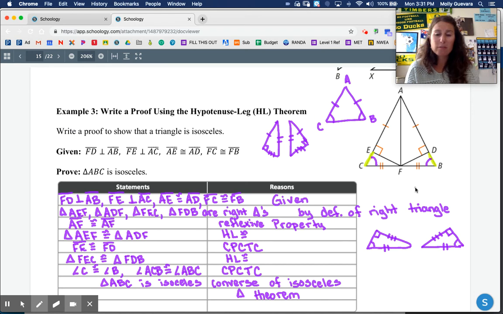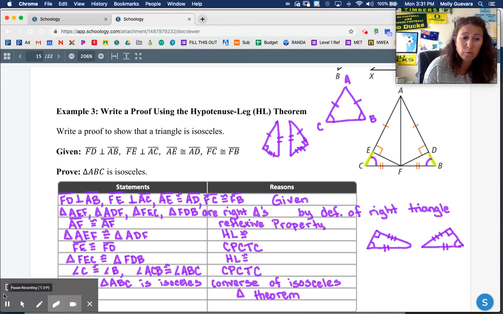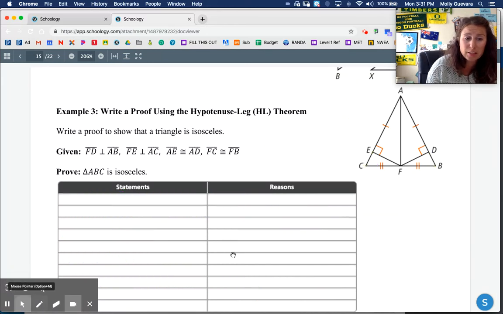Whew, right? That was a pretty big proof. Lots of stuff to look at. We have one more to do. I'm going to go ahead and clear this and scroll down.